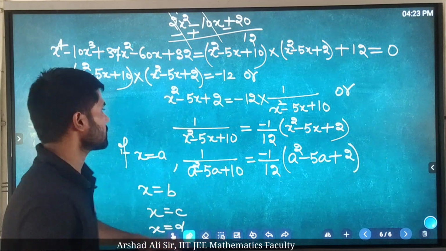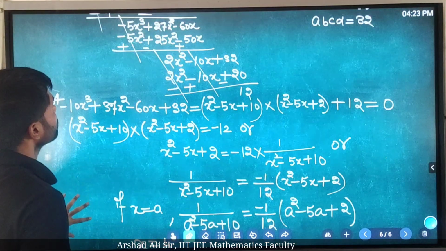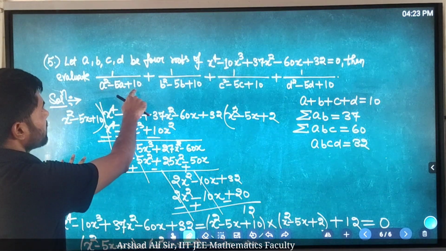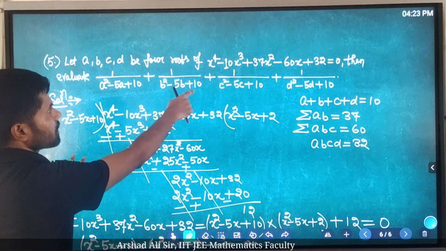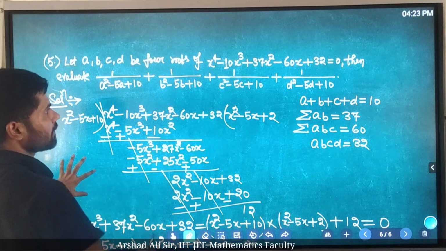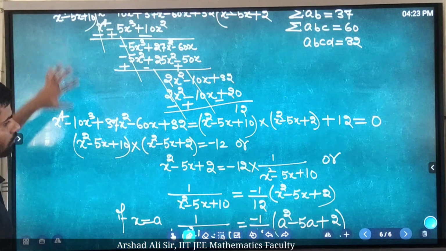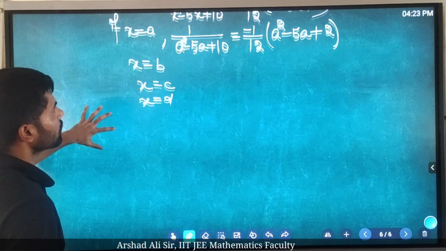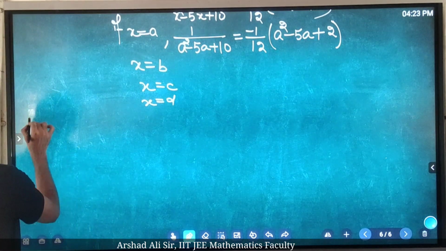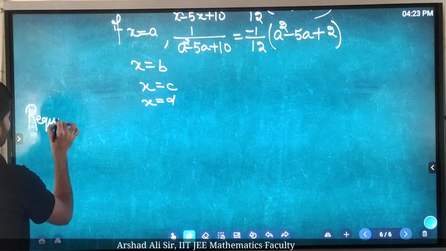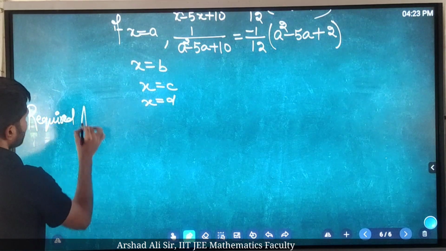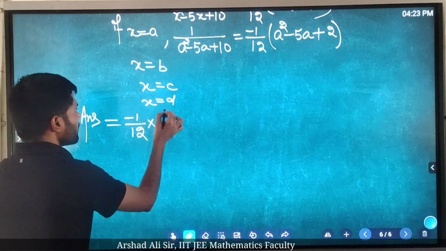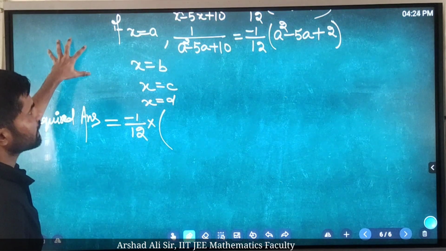After getting 4 expressions we have to add. Check this value, it is our main question: 1 by a square minus 5a plus 10, 1 by b square minus 5b plus 10. After that we have to add all the values. So if you add all the 4 values, can we say minus 1 by 12 is common? Okay, minus 1 by 12 is common. So here is the required answer. What is our required answer? Minus 1 by 12 is common. See what you will get in the bracket.